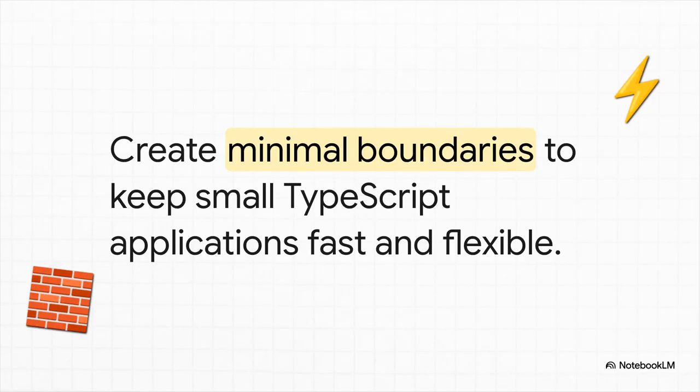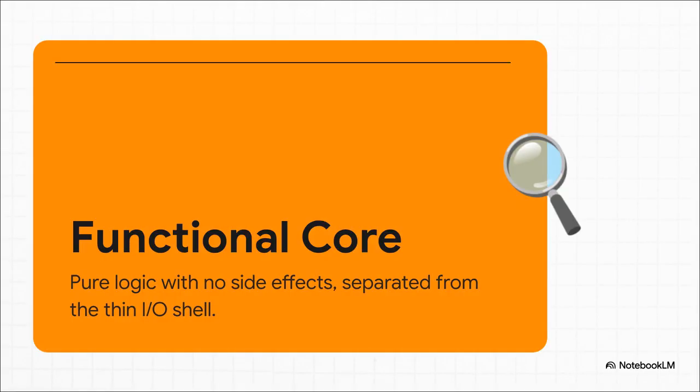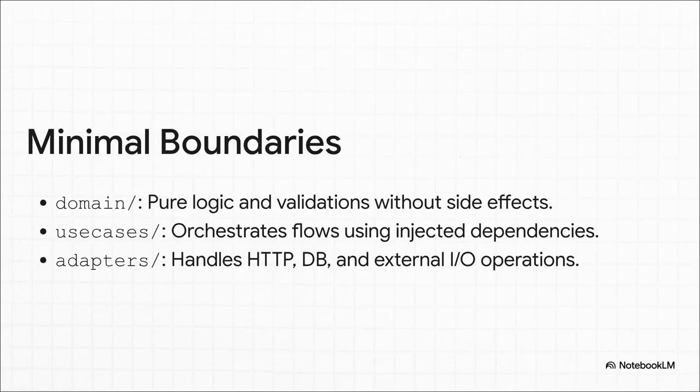Chapter 4 is all about minimal architecture. Create the absolute minimal boundaries needed to keep small TypeScript apps fast. Separate your pure functional core from a thin shell that handles I/O. And remember, never push state inward. Structure your app using domain, use cases, and adapters. Safely pass data transfer objects across these lines without mixing concerns.